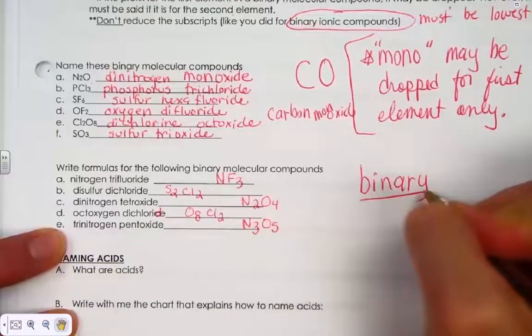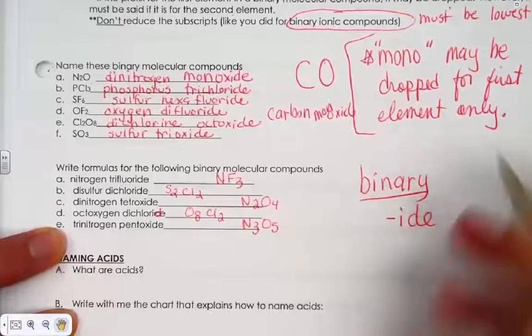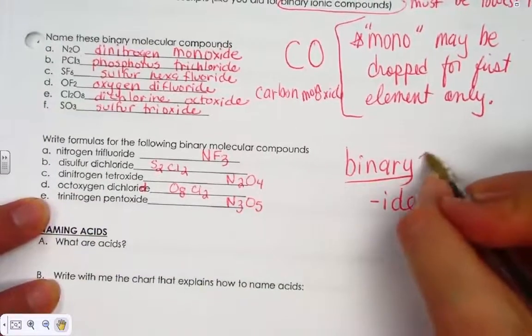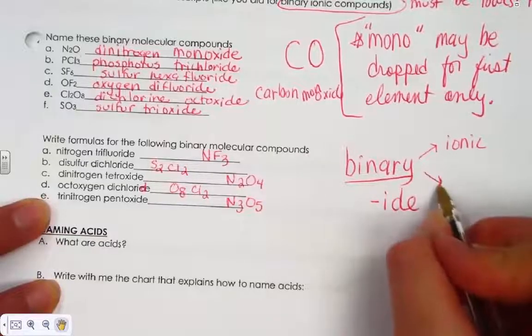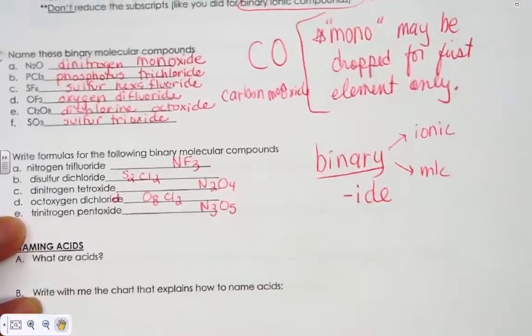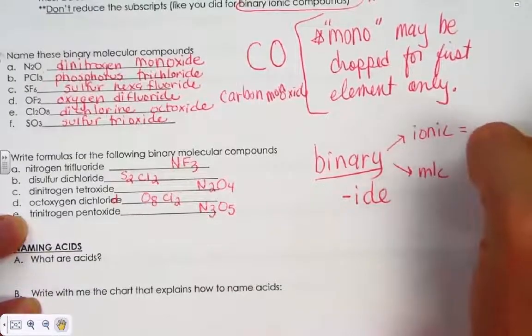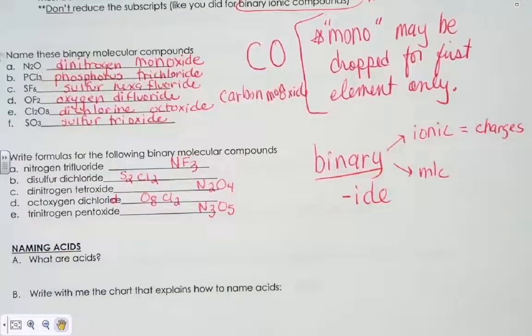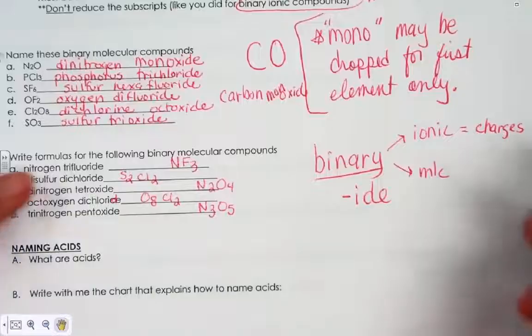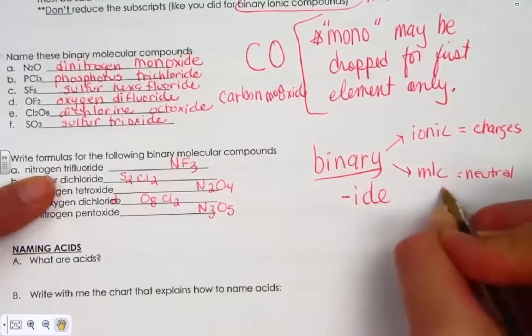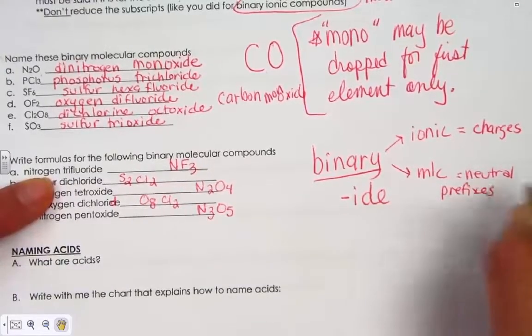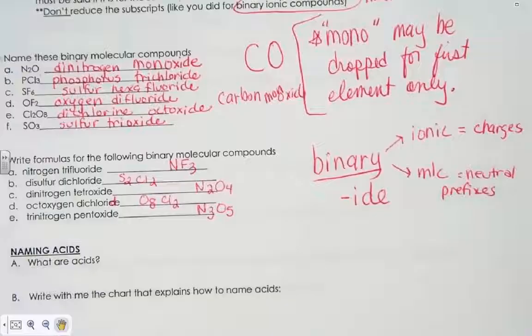Binary compounds end with "ide." Only the last name ends with "ide." Remember, binary compounds can be ionic, no prefixes, or they can be molecular, yes prefixes. Ionic compounds are built of charges. For ionic compounds, we take a positive and negative and crisscross. Molecular compounds are neutral. There is no such thing as charges, so we must use prefixes in the name to tell the reader how many of each there are. Learning to count chemistry style.